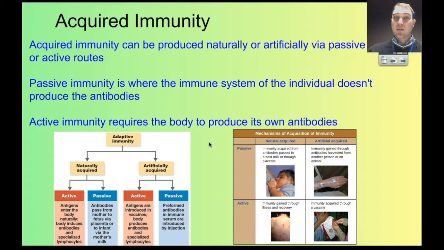Active immunity requires the body to produce its own antibodies. Again, that can be done naturally or artificially. You will naturally produce your own antibodies when you've been exposed to certain pathogens, but we can also encourage that by having a vaccine. That encourages the production of your own antibodies as well.